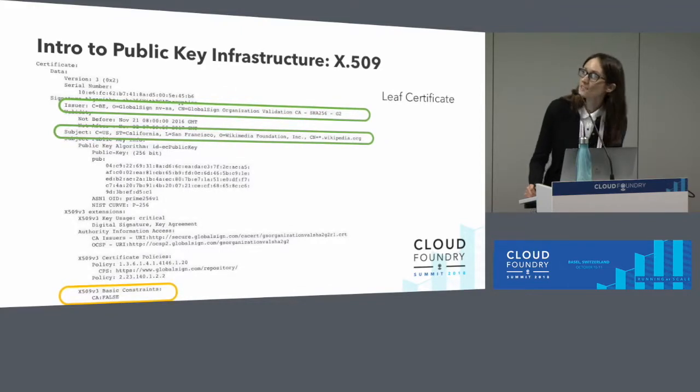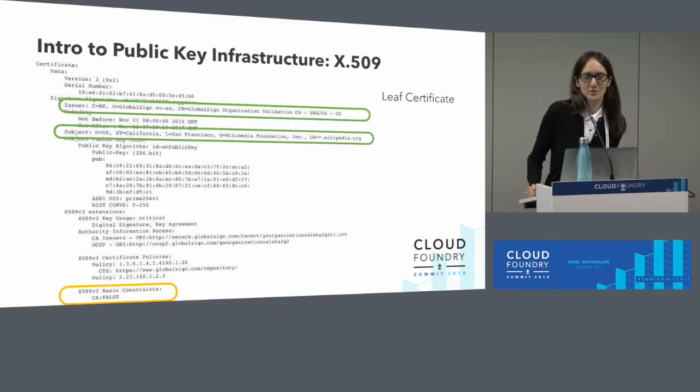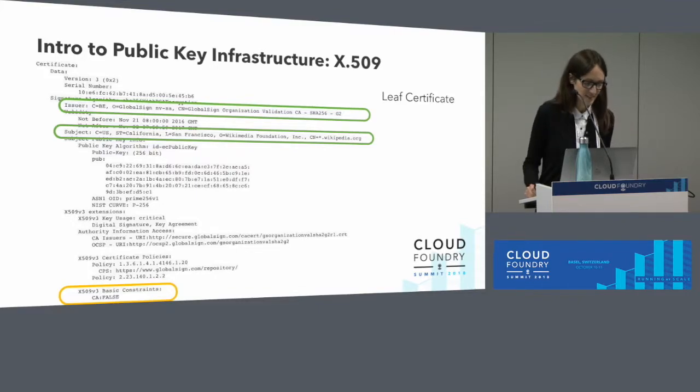And last in this chain is an example of a leaf certificate. You can see again that the issuer is the intermediate CA from the previous slide, and the subject is just the wikipedia.org site, and it no longer has an authority to issue any certificates because the CA property is set to false.